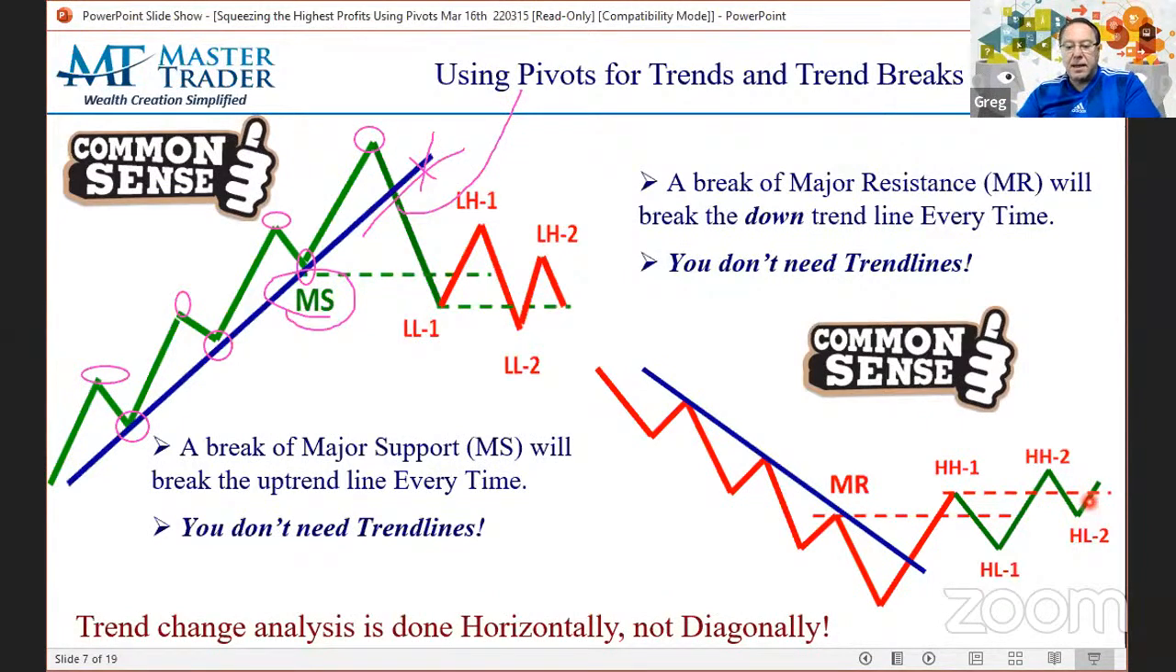It's the same thing in a downtrend. Pivots, lower highs, lower lows, it makes a new low, major resistance, then trades above it. The downtrend is over, black and white. Move on. This, again, is not necessary.